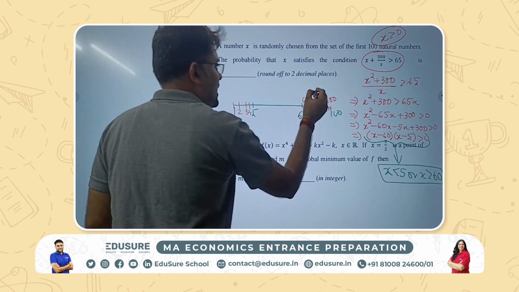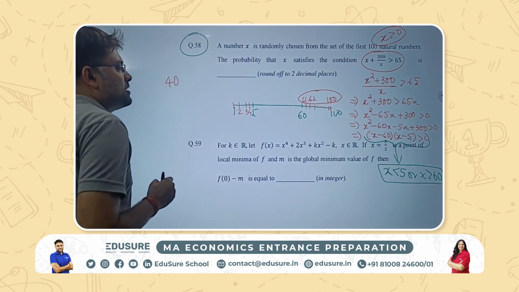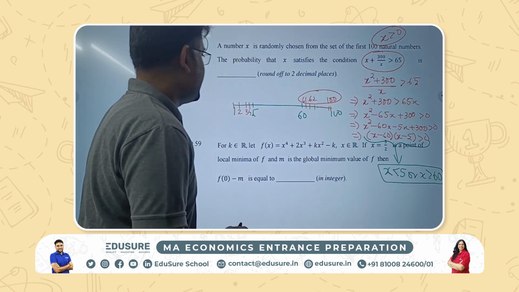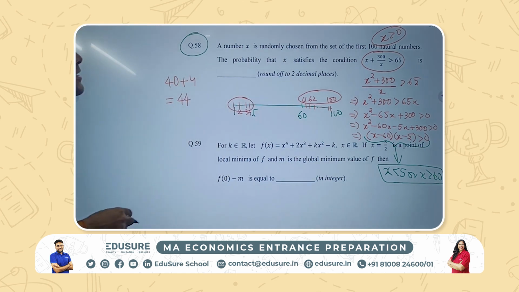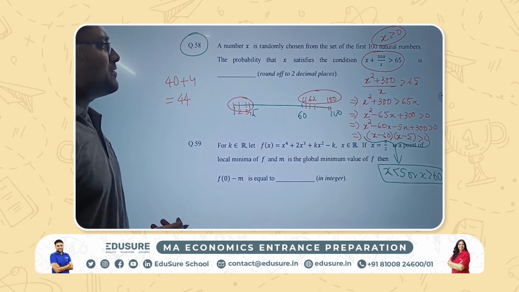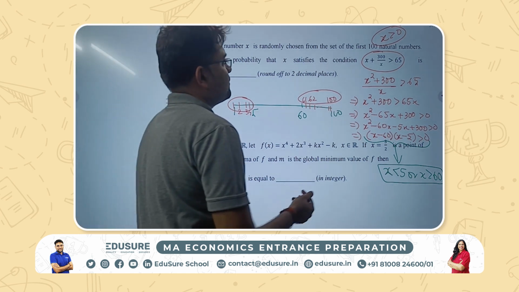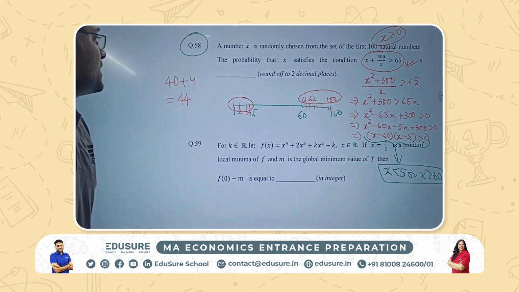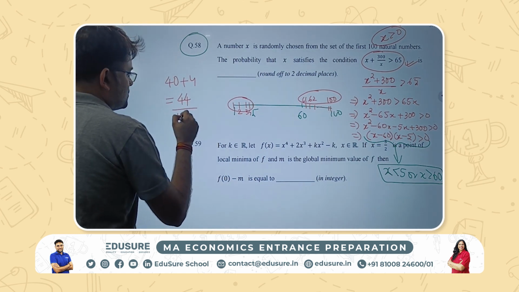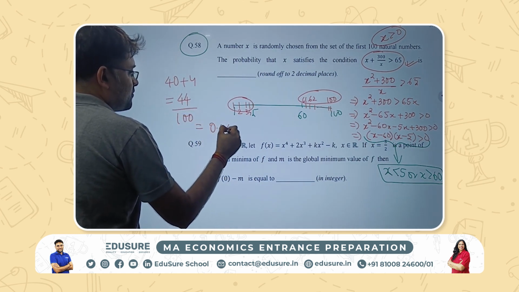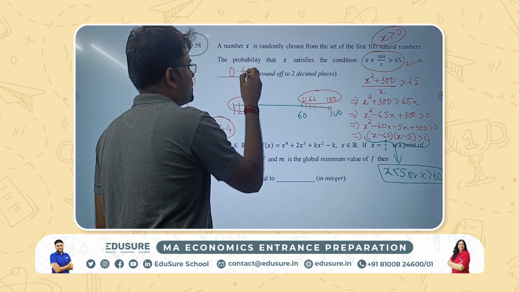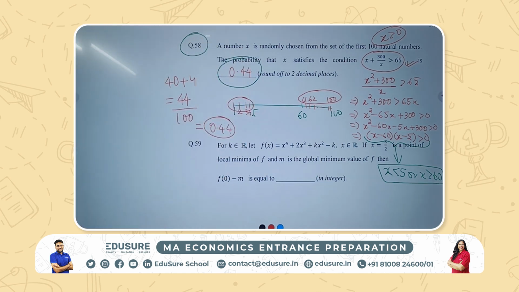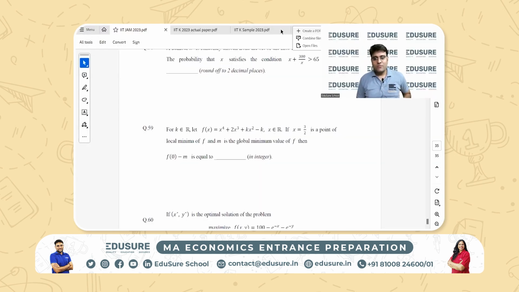Okay, so here I have 40 terms which will satisfy this inequality, and here I have 4 terms which will satisfy this inequality. So total 44 values of X are there which will satisfy this condition. Okay, 44 numbers out of the first 100 natural numbers. So that gives me a probability of 0.44. So what is the probability that X satisfies this condition? This is the answer, 0.44.